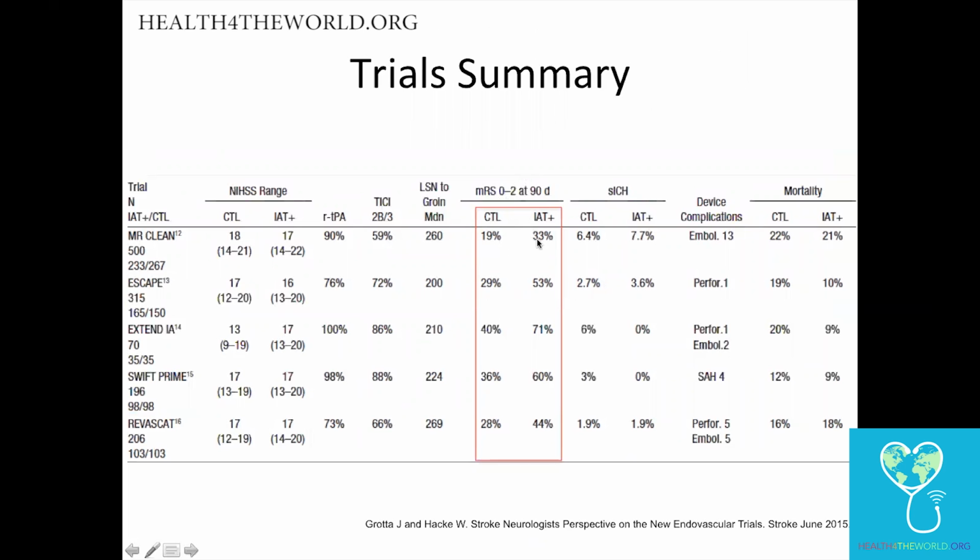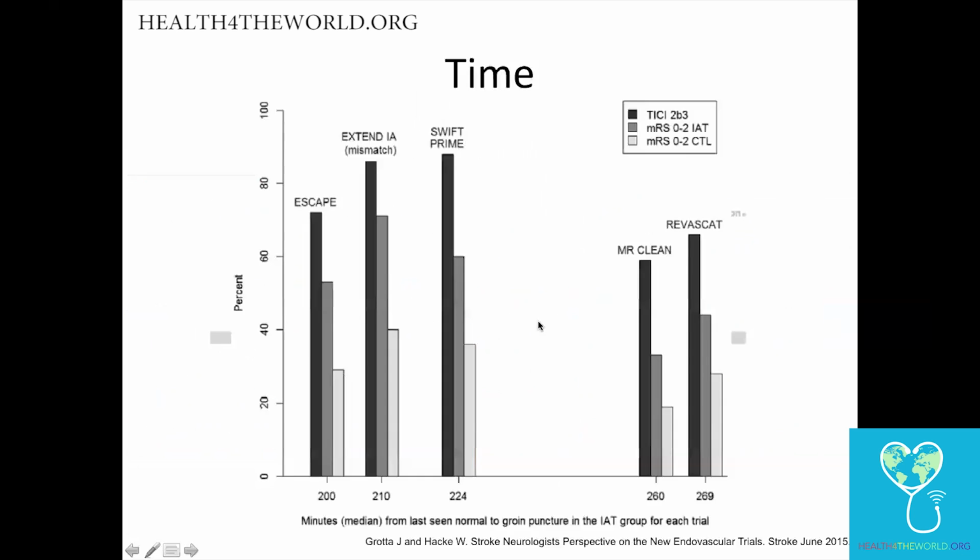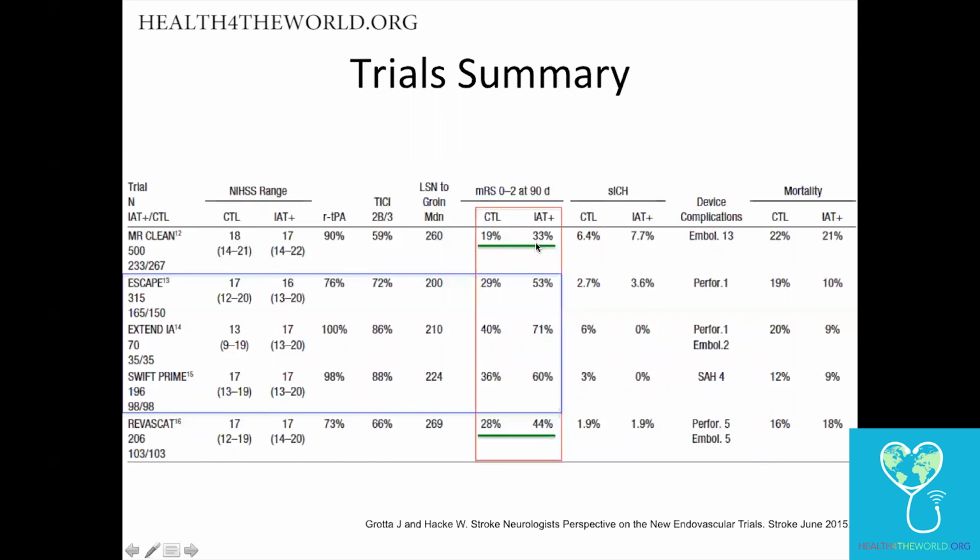What you can see here is that compared to the control arm, intervention was superior in all of them. The ESCAPE, the EXTEND, and the SWIFT PRIME studies all use some element of advanced imaging beyond just CT and CTA, and you can see how much more often those patients would have a better outcome. But nonetheless, even without those elements, these patients are still receiving benefit. So it is not to say that we should just use advanced imaging to exclude patients who otherwise could receive benefit. I think that's really important, and I'm trying to underscore that on that slide.